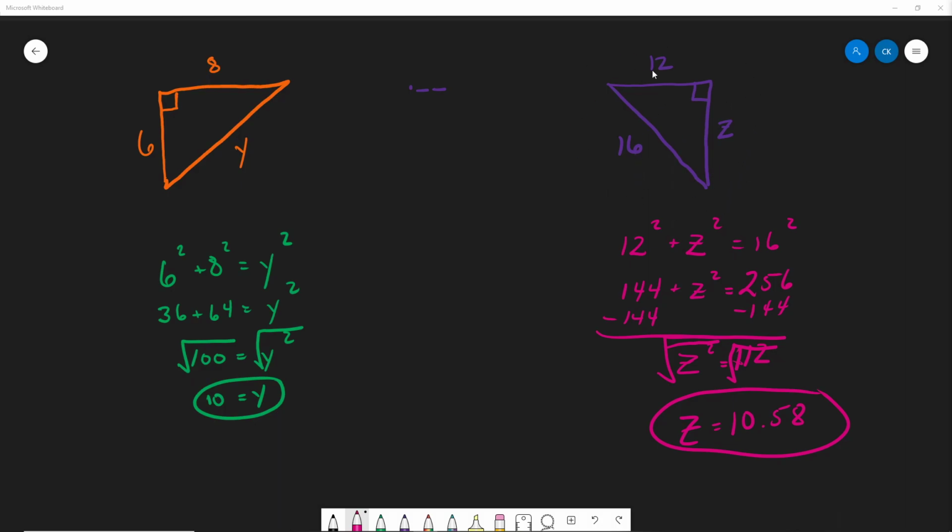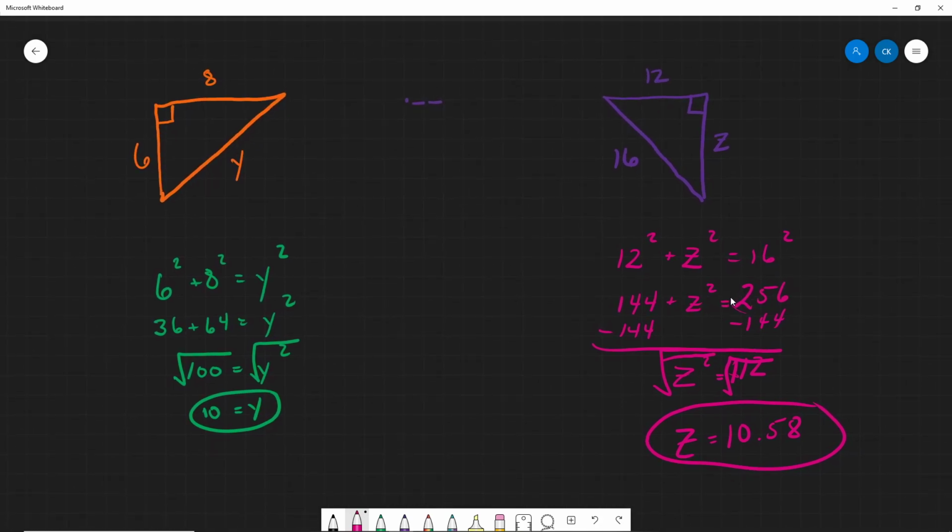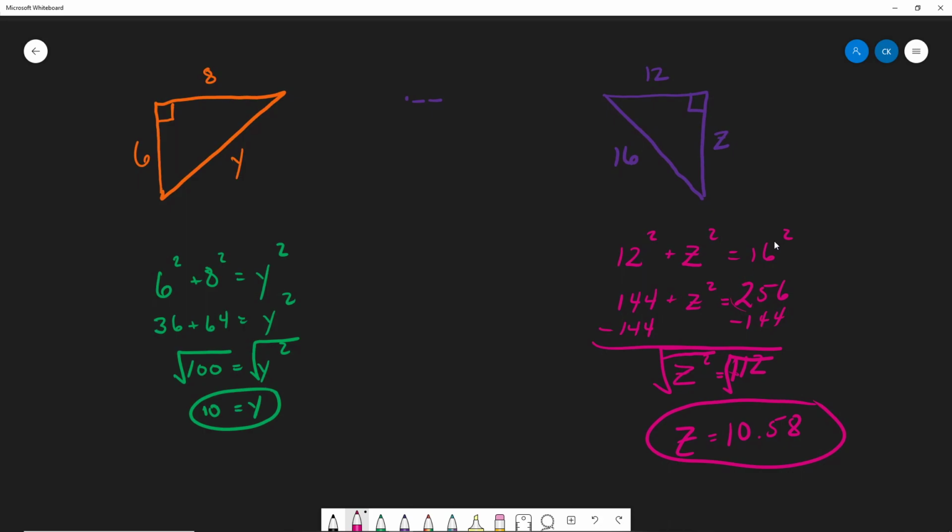Over here, 12 is one of my legs. z is the other leg, and 16 is my hypotenuse. So it's going to be 12 squared plus z squared equals 16 squared. 12 squared is 144. 16 squared is 256. Then 144 plus z squared equals 256. Subtract the 144 from both sides. So the z squared equals 112. Take the square root of both of those, and we do end up with z being approximately 10.58. So hopefully we are understanding our Pythagorean theorem and solving for any of the missing sides. Now do remember that we can only do this with a right triangle.